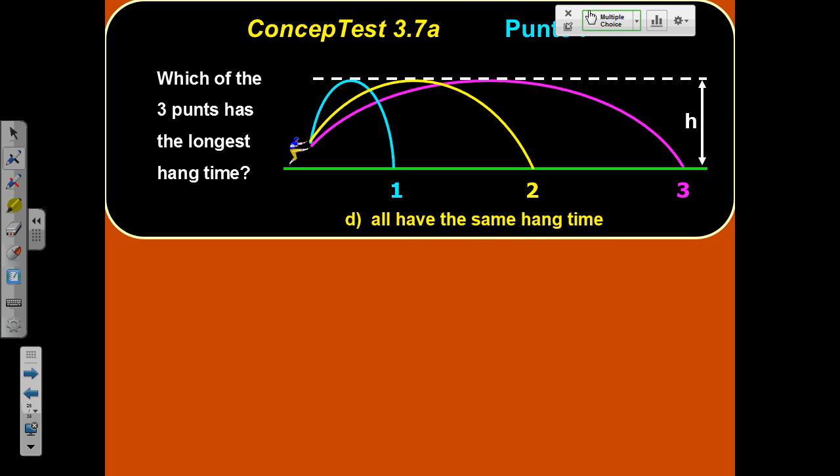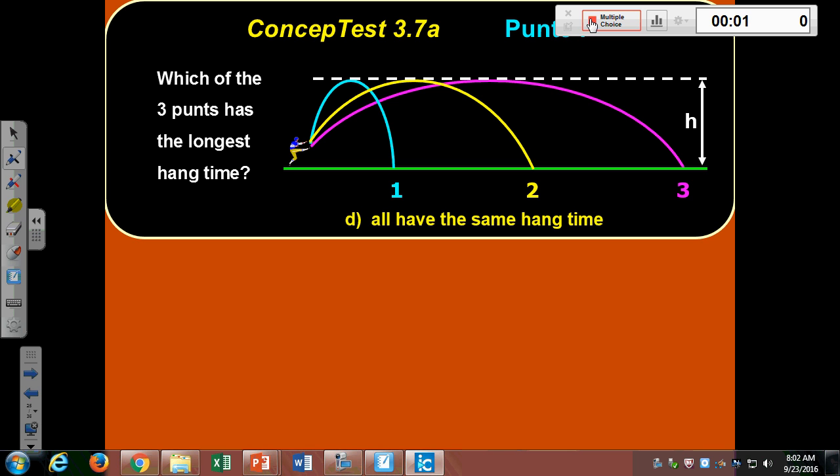Which of the three punts has the longest hang time? Oh, and here let 1, 2, 3 be A, B, C. So does the first, second, or third, or does the fourth one, do they all have the same hang time? Think about what determines the time that an object is in the air. What have we said that determines the time that an object is in the air? That is the hang time. And that'll give you some clue as to which of these has the longest hang time.